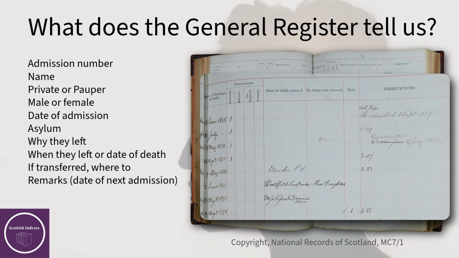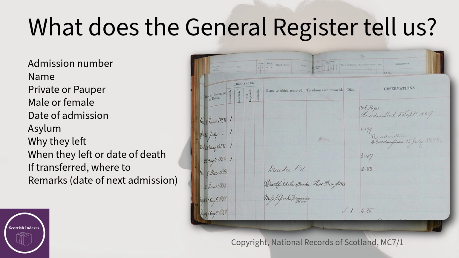So there's a few reasons why. Some were recovered or relieved, and these patients might have gone home or perhaps gone to the care of a family member. On the other hand, some are recorded as not improved and others as incurable. Generally, those who had not improved or were incurable have been transferred to another asylum. If a person died while they were in the asylum, that's recorded as well.